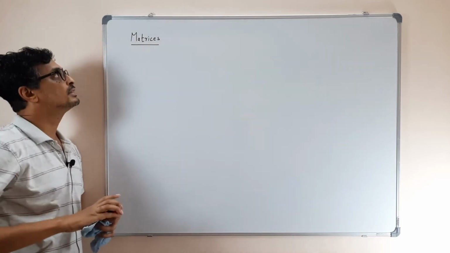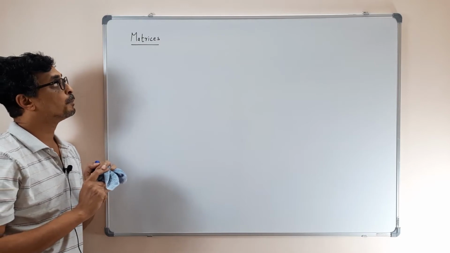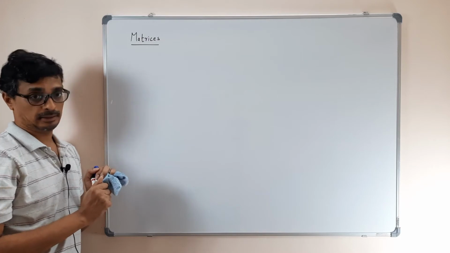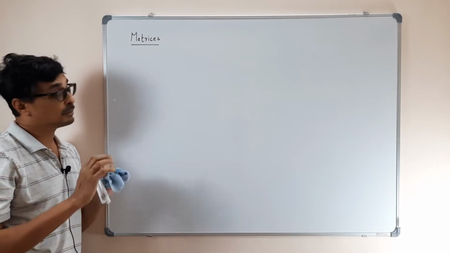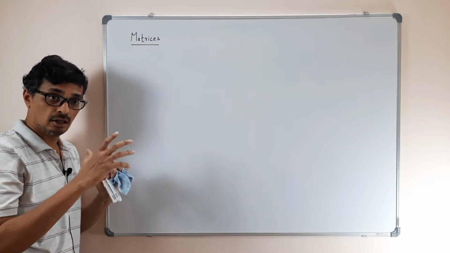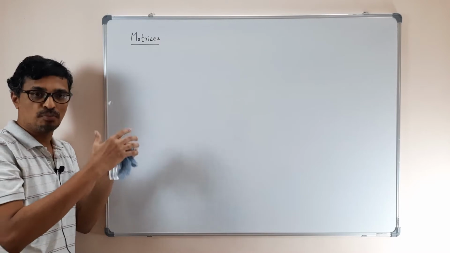Okay, so we will see about matrices. And what is a matrix? A matrix is a mathematical technique in which you can do operations on a group of numbers, a group of quantities.